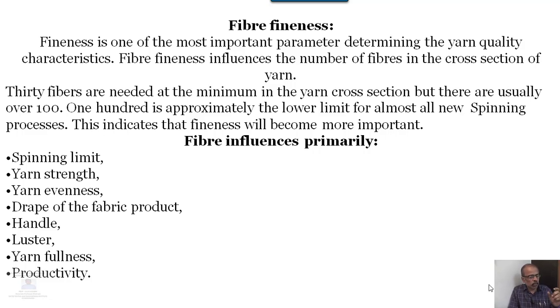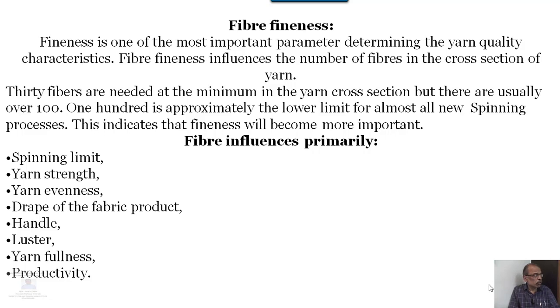There is one particular formula on the basis of Peirce's specific volume theory: 15,030 divided by the indirect count of the yarn, Ne, divided by the micron of the fiber. So 15,030 divided by Ne by micron in the denominator. This is an empirical formula used for selection of the number of fibers in the given yarn. This is a thumb rule.